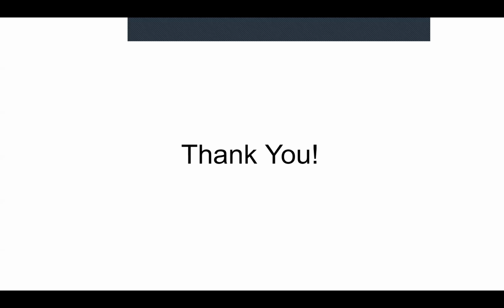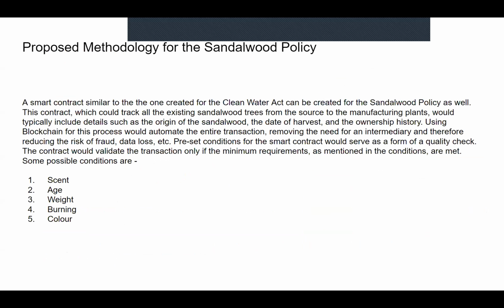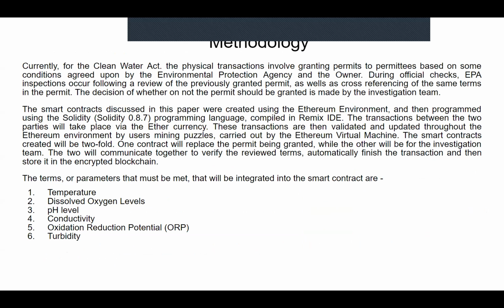So I did create a code and a blockchain using these parameters: the temperature and dissolved oxygen levels, which are all provided by the EPA. So it's really only a prototype at this point, but the results that I got really showed that it's much better than the physical transactions that are done to grant the permits.